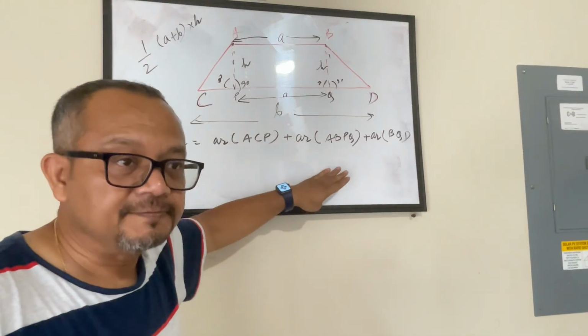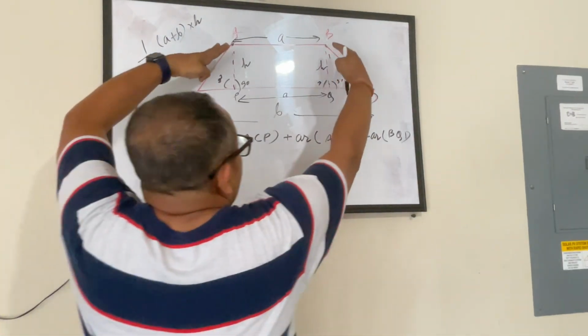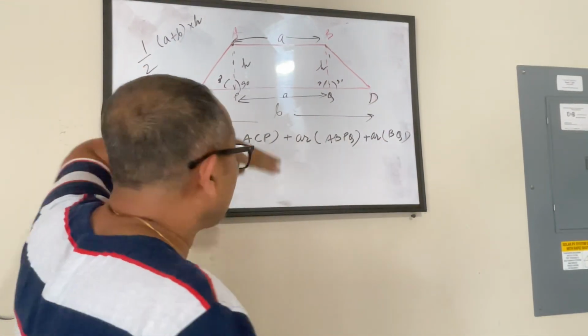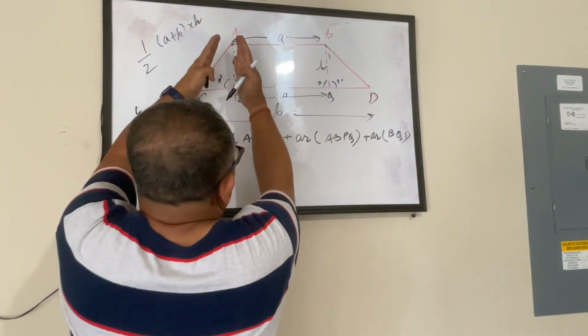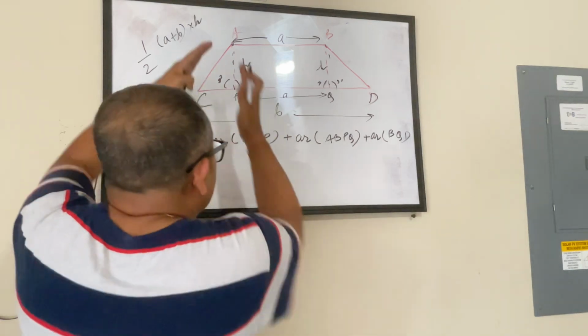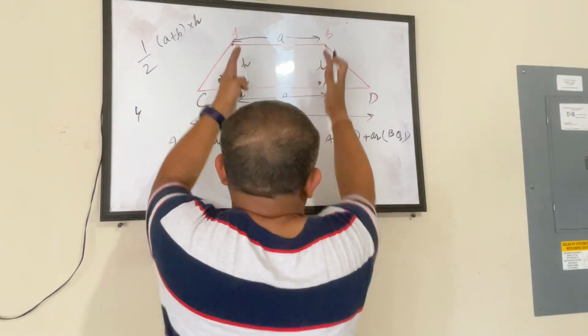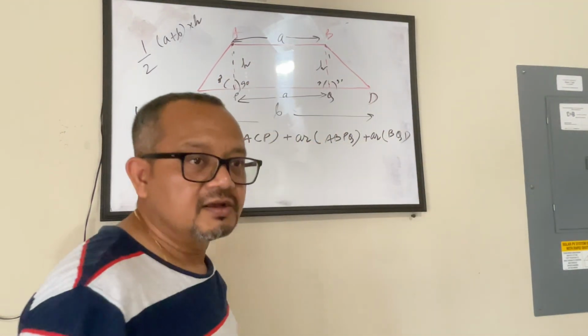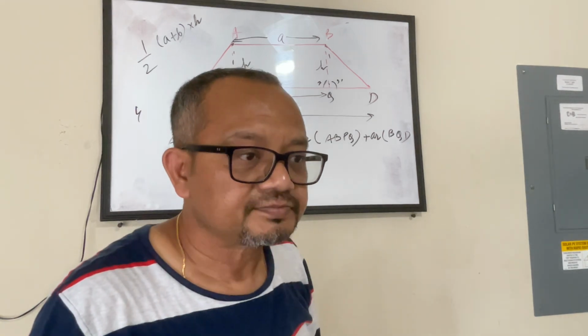So far it's okay, right? I'm saying this area of trapezoid or trapezium is the sum of this area plus this area plus this area. This is my right angle triangle, this is my rectangle, this is my right angle triangle. So far everybody with me?